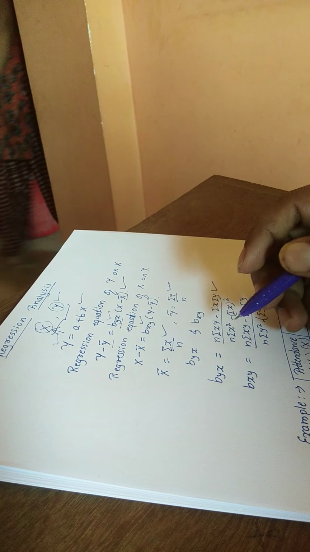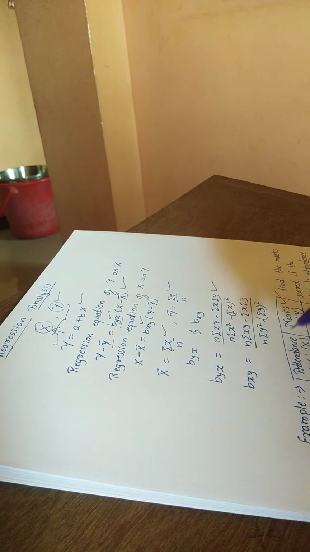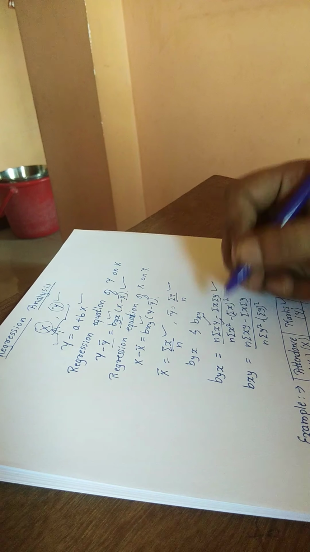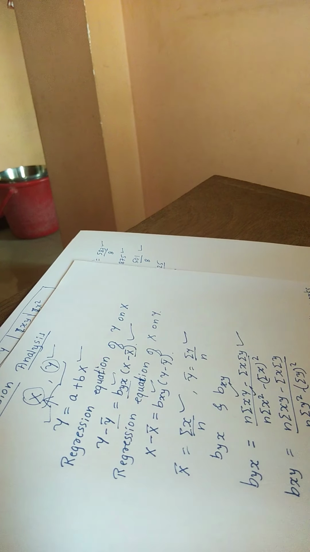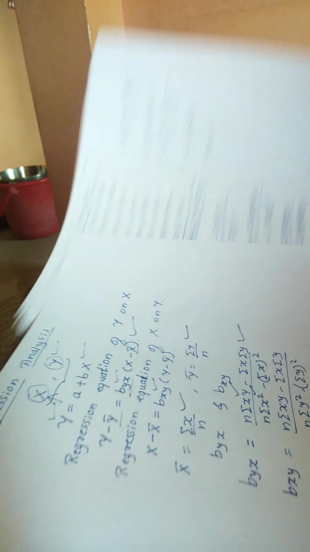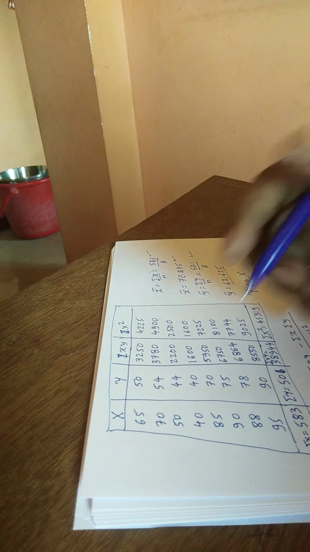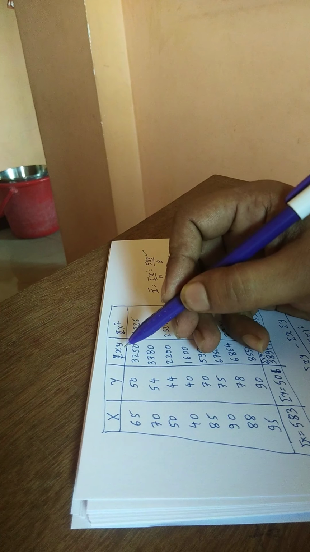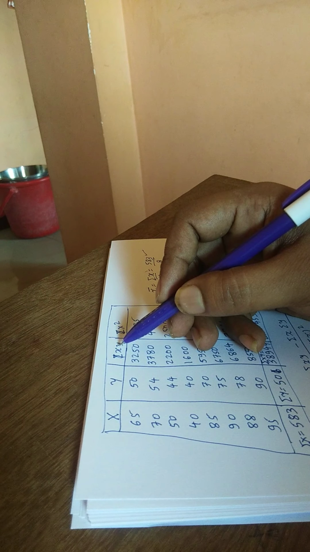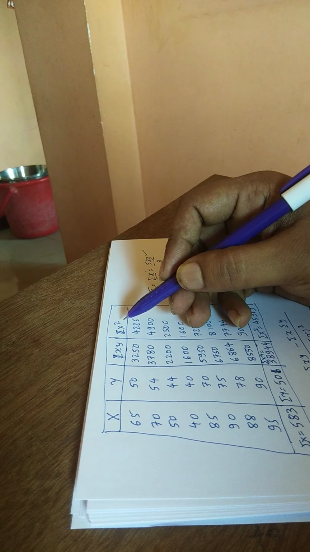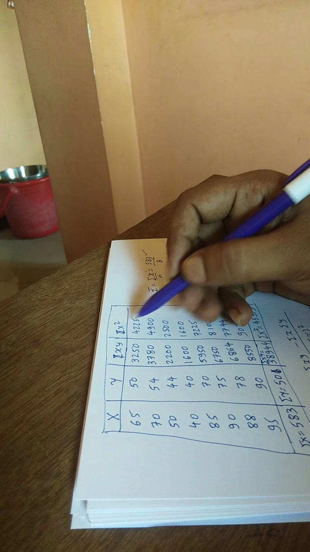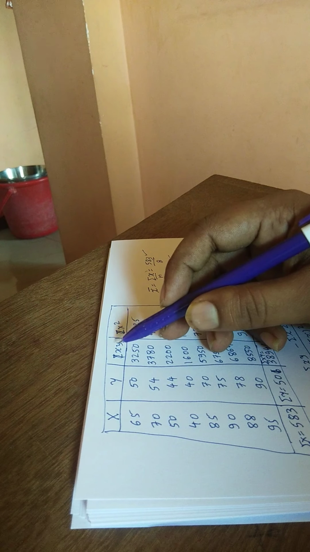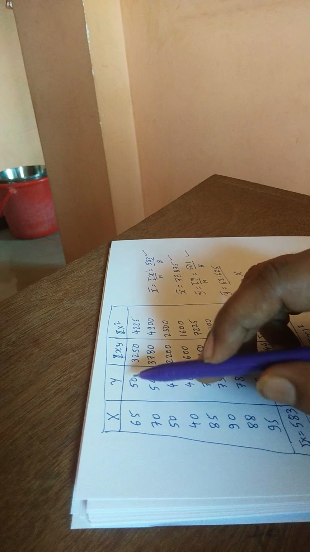To calculate them, before that we first need to calculate some columns. The first we need is summation xy, and then summation x square. Only these 2 columns are required for further calculations. So I had taken the x and y values as they are. For summation xy, we need the xy column, and for summation x square, we need the x square column. How are we going to calculate xy? By multiplying the columns of x and y.